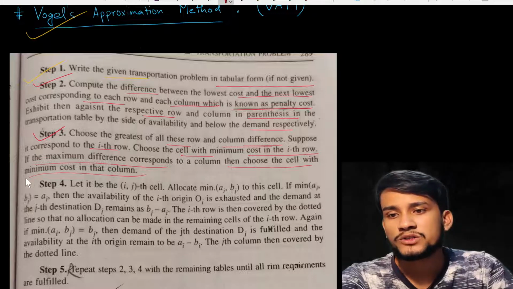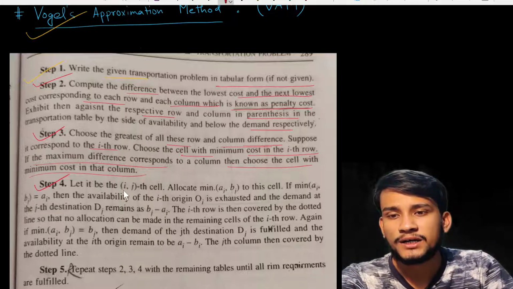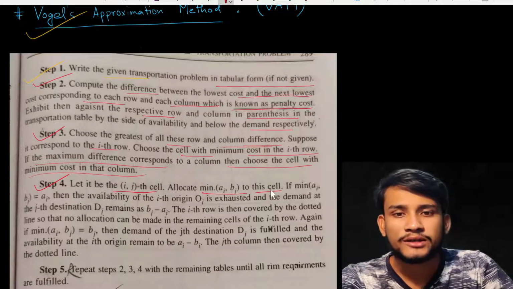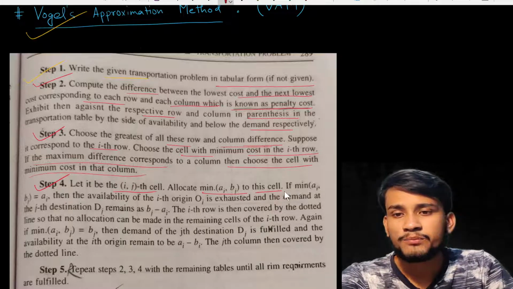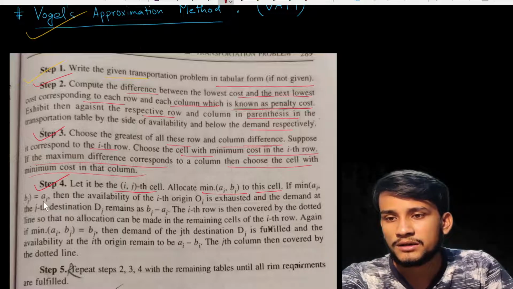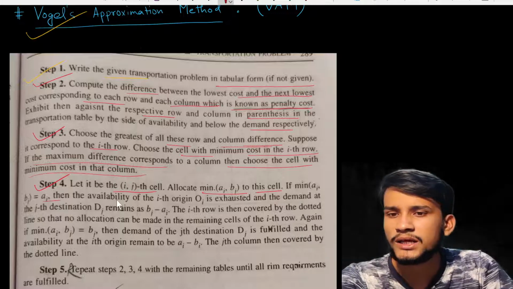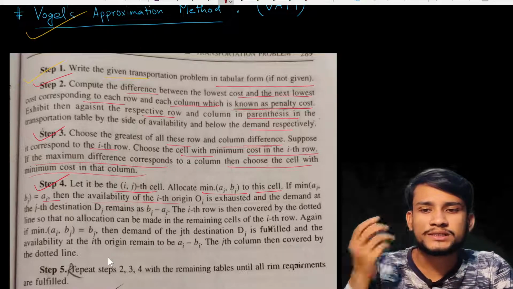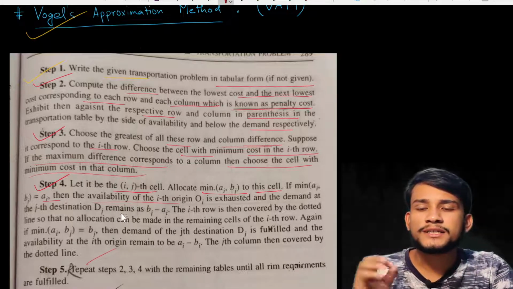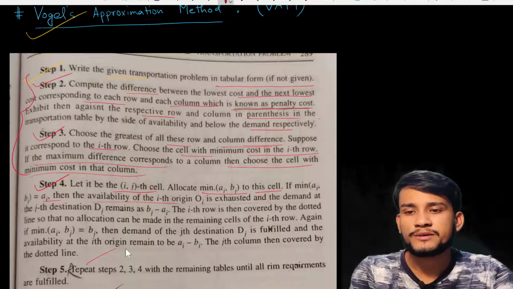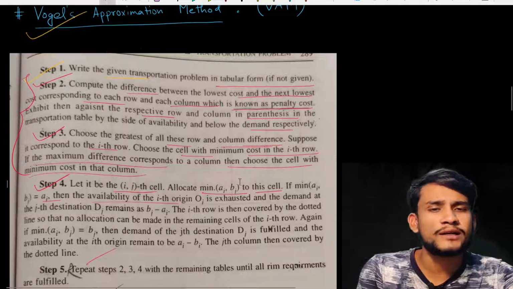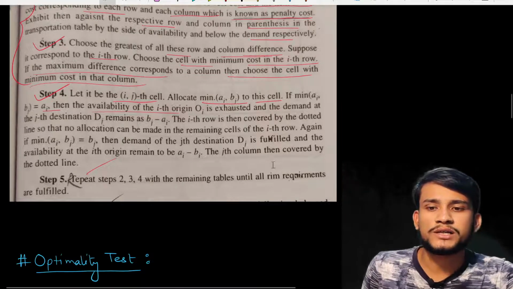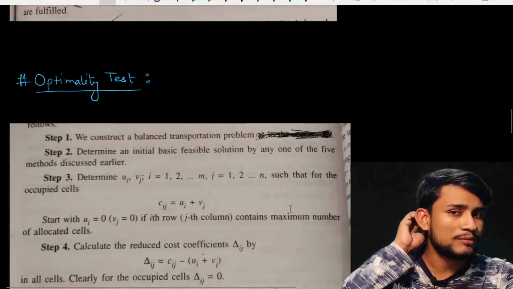ठीक है, तो step 4 क्या है, let it be the ij cell, then allocate minimum of ai, bj to this cell. Okay, so यहाँ पे allocate करना होगा. If minimum of ai, bj is equal to ai, then the availability of the, ये तो हम लोग पहले ही पढ़ा है. ठीक है, so we discuss these topics and यहाँ पे these two steps are important steps for the Vogel approximation method and the remaining steps are the same as the previous method. Okay, so जो किया था हम लोग. ठीक है, एंड नेक्स्ट जो आते हैं हम लोग ऑप्टिमलिटी टेस्ट.